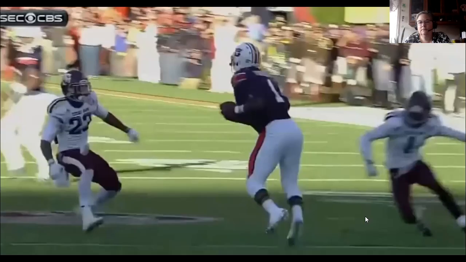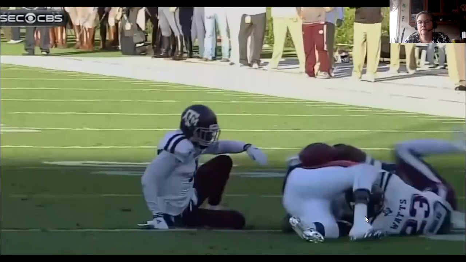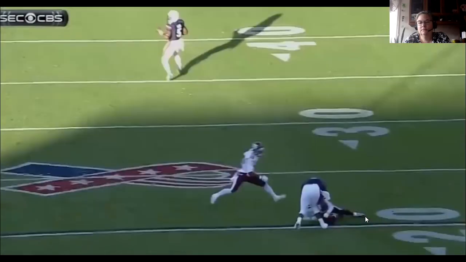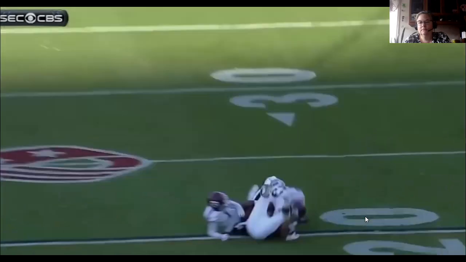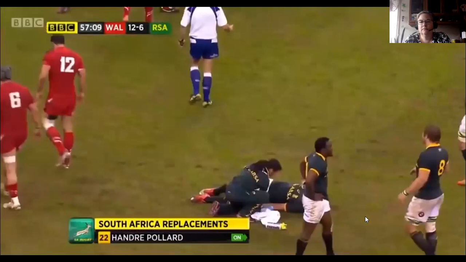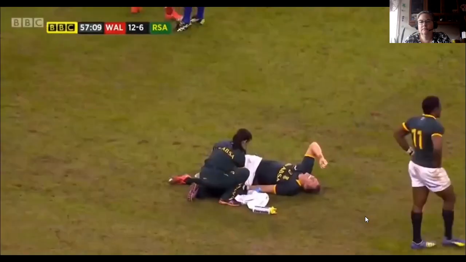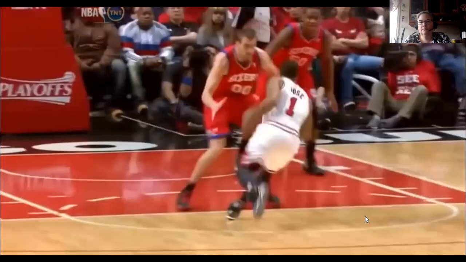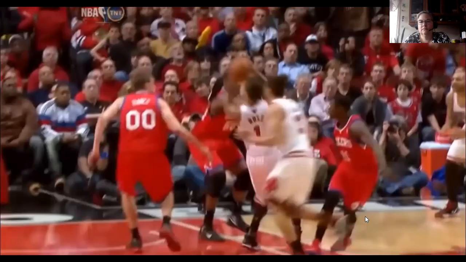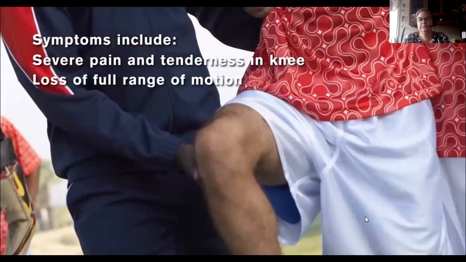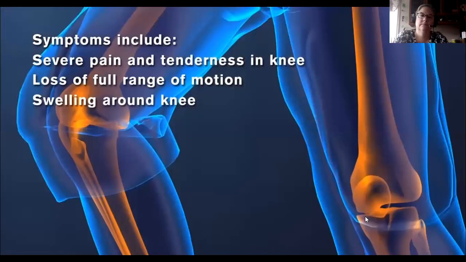The ACL runs diagonally in the middle of the knee and provides stability. An anterior cruciate ligament tear occurs when your foot is firmly planted on the ground and a sudden force hits your knee while your leg is straight or slightly bent. This can happen when you are changing direction rapidly, slowing down when running, or landing from a jump. The ligament completely tears into two pieces, making the knee unstable. Symptoms include severe pain and tenderness in the knee, loss of full range of motion, and swelling around the knee.